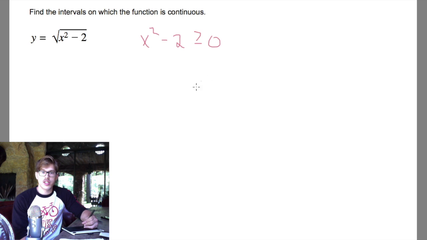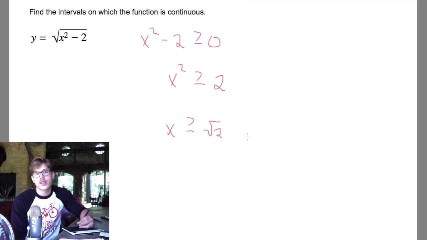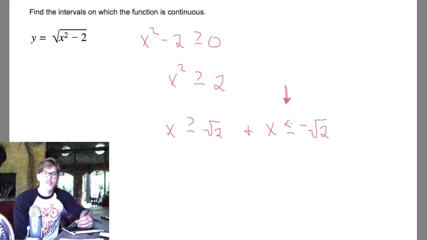So if we solve this inequality, we'll have x squared must be greater than or equal to 2. And if we take the square root of both sides, it will be plus and minus. And so we'll have x needs to be greater than or equal to square root of 2, and x needs to be less than or equal to negative square root of 2. Here, it's important to note that the sign flipped. That's because whenever you multiply by a negative, the sign flips. So that's why.